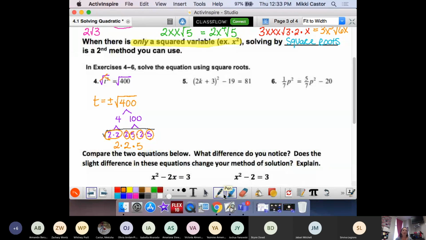So in this case, because everything under the root got circled, everybody had a buddy, the root goes away. There is no more root, so I don't have to write the root down. So we would put t equals, we would still have our plus or minus, and then we're just going to clean this up. So plus or minus, 2 times 2 is 4, 4 times 5 is 20. So the solutions to this equation would be positive 20 and negative 20.